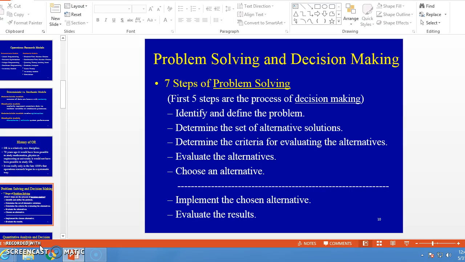The next one is problem solving and decision making. Seven steps of problem solving. The first five steps are the process of decision making. First one, identify and define the problem. Second one, determine the set of alternative solutions. Third one, determine the criteria for evaluating the alternatives. Fourth one, evaluate the alternatives. Fifth one, choose an alternative. Sixth one, implement the chosen alternative. Seventh one, evaluate the results.